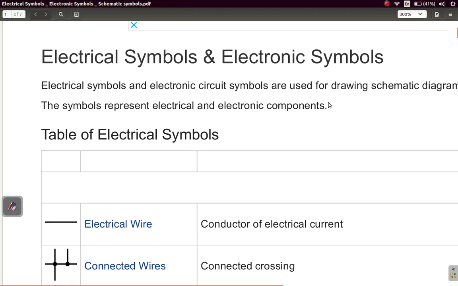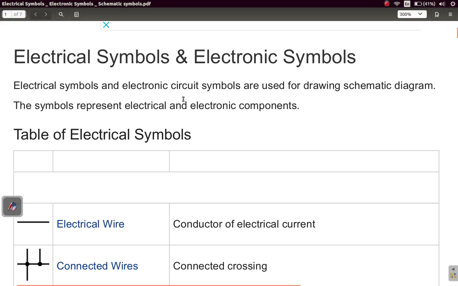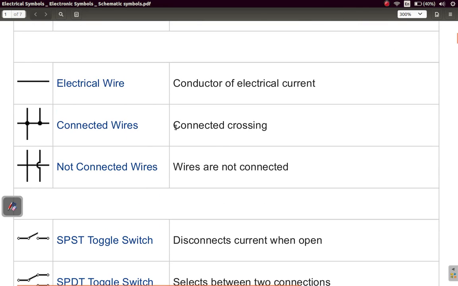Let's look at some common electrical and electronic symbols. Electrical and electronic circuit symbols are used for drawing schematic diagrams. The symbols represent electrical and electronic components. Now, a schematic diagram is really a diagram that does not look in any way like the real life component that they represent. Alright? So, common electrical symbols.